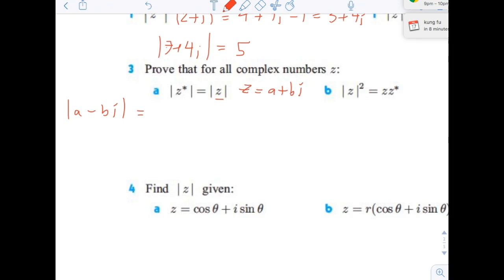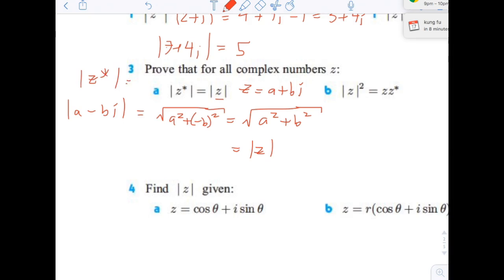So the modulus of A minus BI is the square root of A squared plus negative B squared. But you can see that this would simplify to A squared plus B squared, because negative B quantity squared is the same thing as B squared. And if you have square root of A squared plus B squared, well, isn't that the definition of the modulus of Z? So we have shown that the Z conjugate modulus is indeed equal to Z modulus.